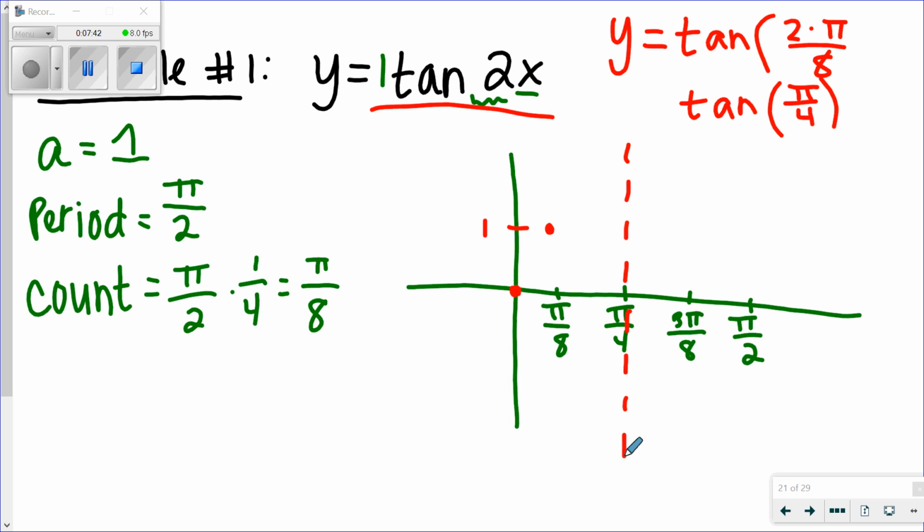Continuing on, if I plug in 3 pi over 8, and multiply it by 2, we get 6 pi over 8. And 6 pi over 8 is going to reduce to 3 pi over 4. The tangent there is -1. And last but not least, plugging in 2 times pi over 2, we get the tangent at pi, which is 0. So now we're ready to graph.